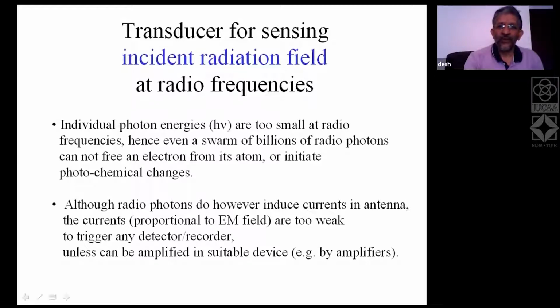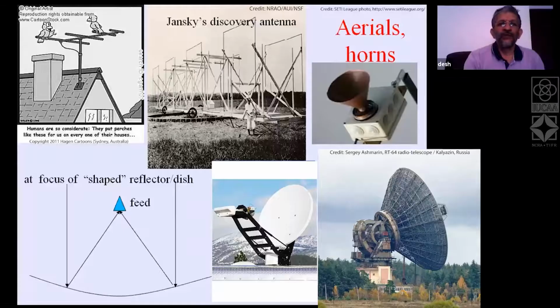So we will depend entirely on the induced currents in what we call pieces of metals, which are often called antennas. So we will duly amplify this with high fidelity and amplify it enough so that we can record it. Antennas come in various shapes and sizes. You can see very familiar examples of your TV aerial that you used to use earlier in olden days. Jansky's discovery antenna is one starting example of it.